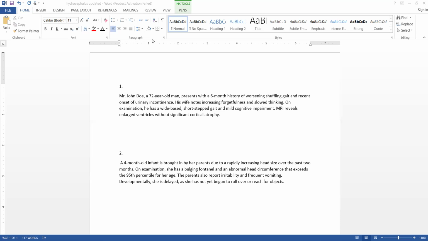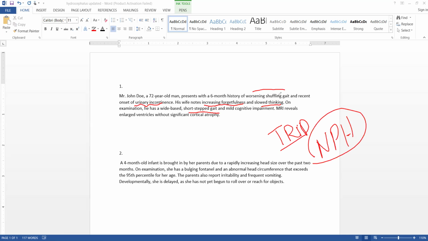Okay, I will discuss. So Mr. John, a 72-year-old man, presents with a 6-month history of worsening shuffling gait. The key thing is the gait. There is a problem in the gait and urinary incontinence, right? His wife notes increased forgetfulness and slow thinking. On examination, wide-based gait. So what is the triad of normal pressure hydrocephalus? Please write in the chat box the NPH triad. In this vignette it is present, right?